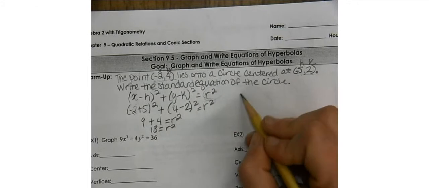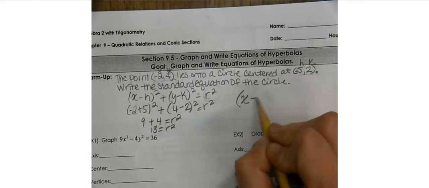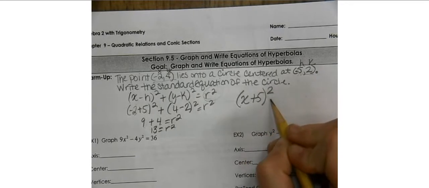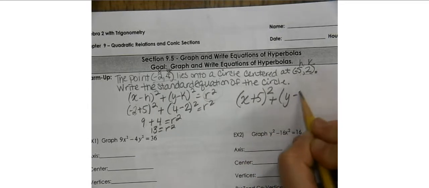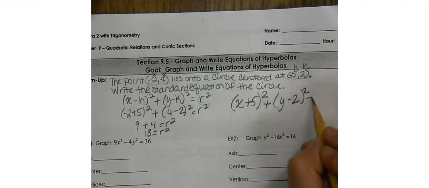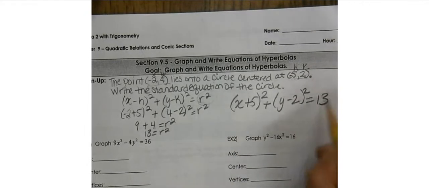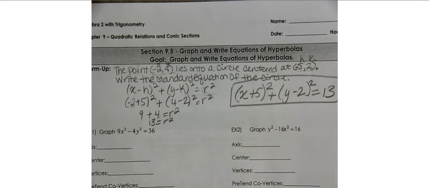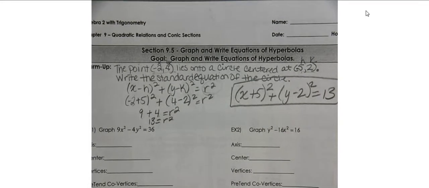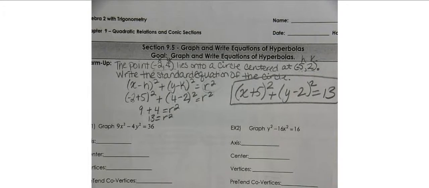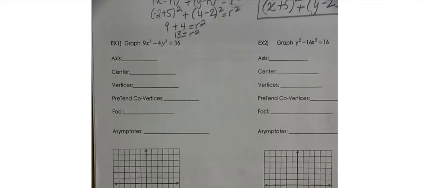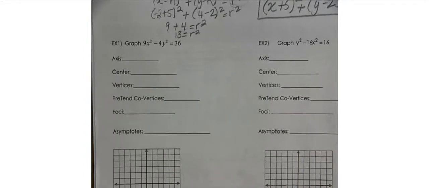So my equation is going to be x plus 5, so that's x minus -5 squared, plus y minus 2 squared equals my r squared, which is 13. And that's my answer. So hopefully your answer matched up with my answer and you did a really good job. So now we are ready to draw hyperbolas. So I'm going to use the space below to talk about some generalities between hyperbolas.